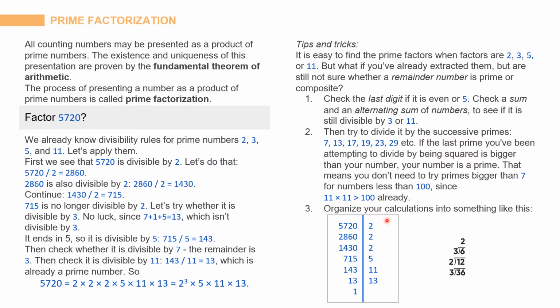So you might want to organize your calculation like this. Start with 5720, divide by 2, divide by 2, divide by 2, divide by 5, divide by 11, divide by 13, we get to 1.